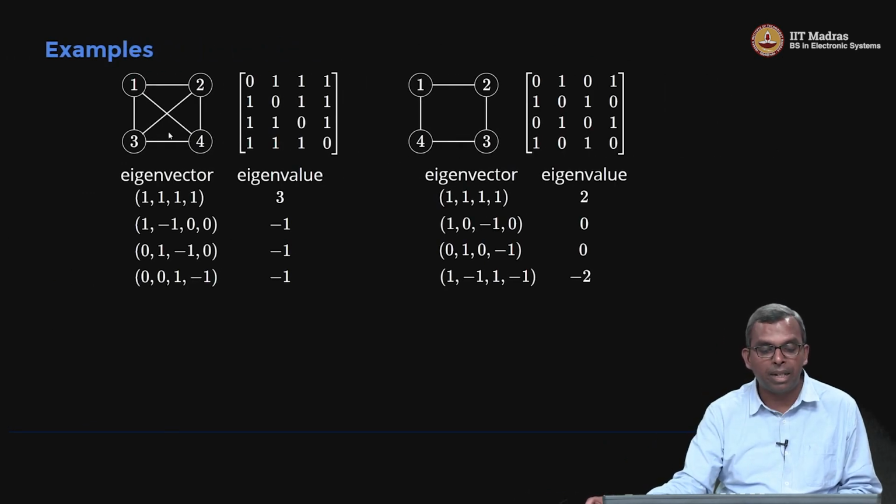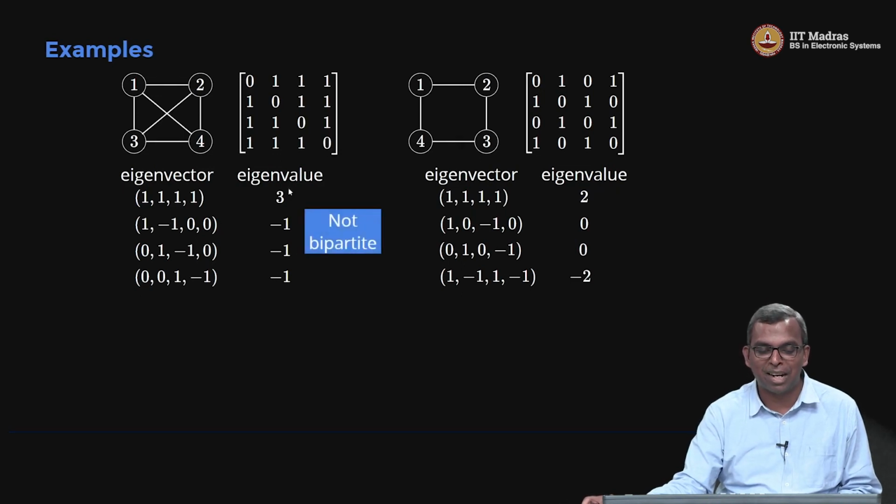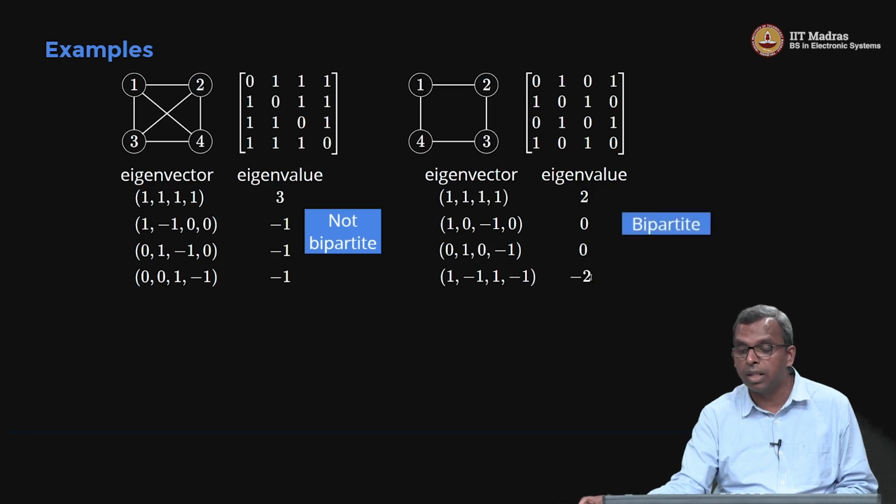So if you look at the complete graph, it is not bipartite, right? So it's quite easy to see the eigenvalues. We just derived 3, minus 1, minus 1. There is no minus 3 as eigenvalue. There is no 1 as eigenvalue. So clearly not bipartite. Okay, lambda and minus lambda have to be eigenvalues. Look at this guy, this cycle, right? 1, 2, 3, 4. 2 is there, minus 2 is also there. So this one is bipartite.